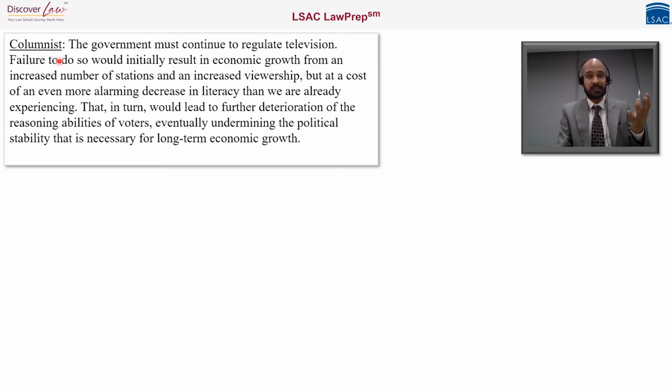What follows is that it says failure to do so would initially result in blah blah blah. Now what it is saying here is that, hey, you should do this. If you don't do this, then something will happen. Let's see what that is.